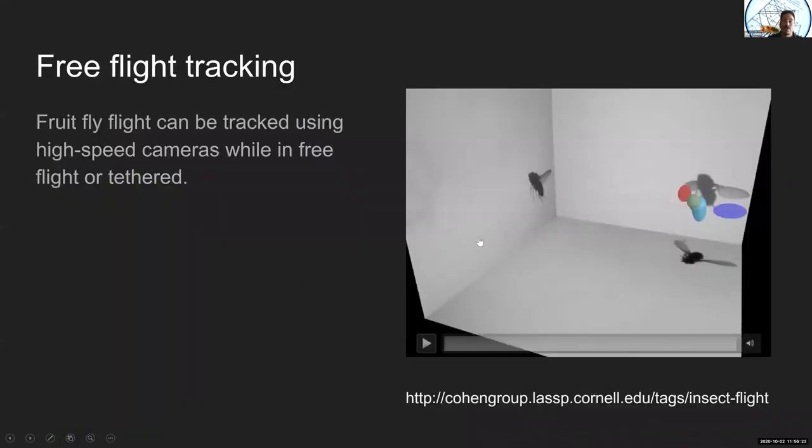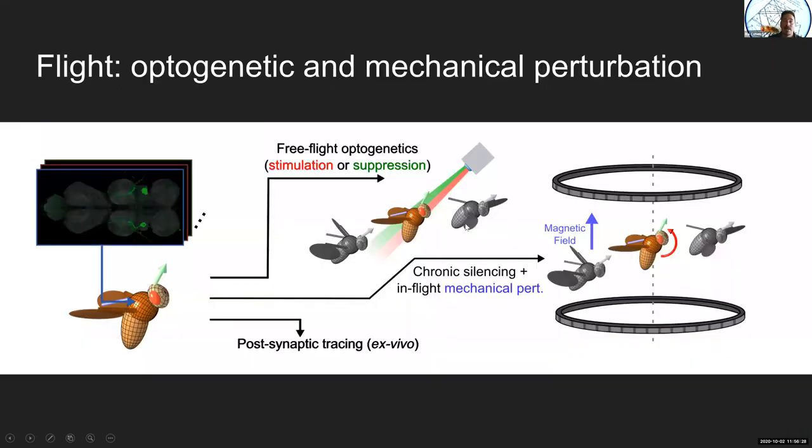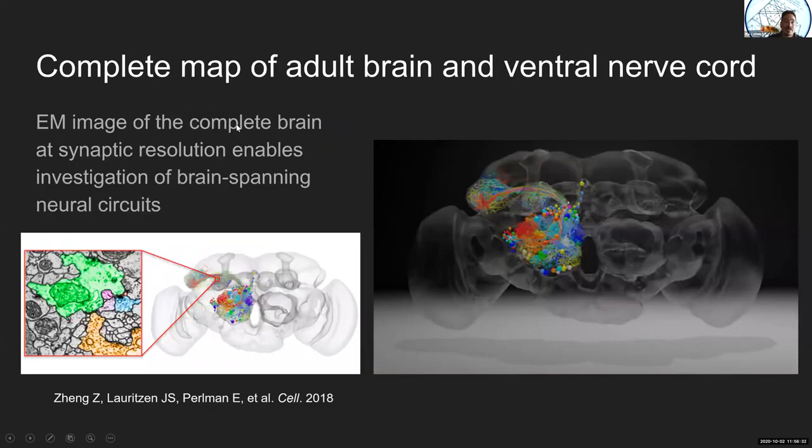And of course, beautiful experiments watching these flies as they fly either in a tethered or free prep, and then see how they behave as they are perturbed or genetically manipulated. And finally, we now, thanks to the folks at Janelia, have a complete electron microscopy reconstruction of the entire brain and ventral nervous cord of the fly.